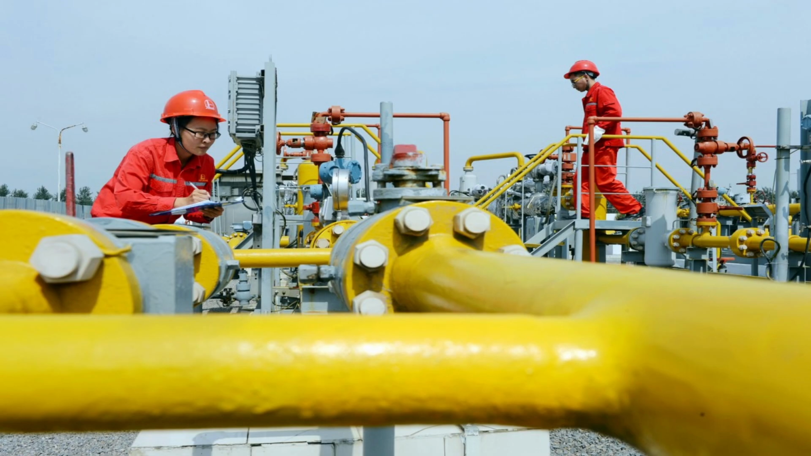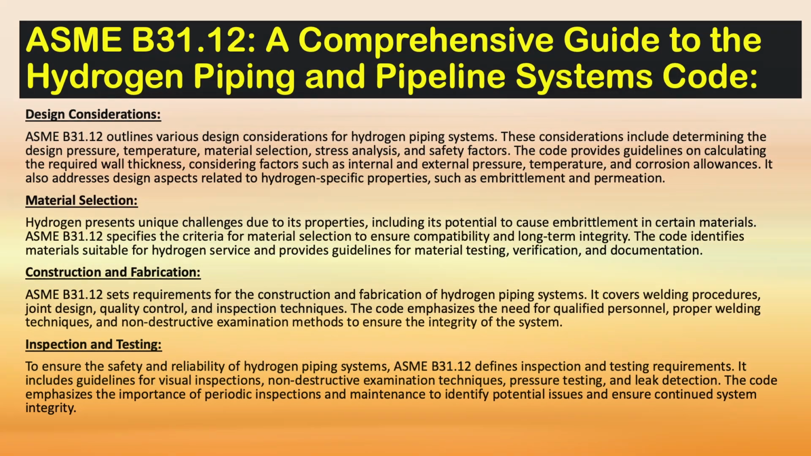Inspection and testing. To ensure the safety and reliability of hydrogen piping systems, ASME B31.12 also defines inspection and testing requirements. It includes guidelines for visual inspection, NDT, pressure testing and leak detection. The code emphasizes the importance of periodic inspections and maintenance to identify potential issues and ensure continued system integrity.